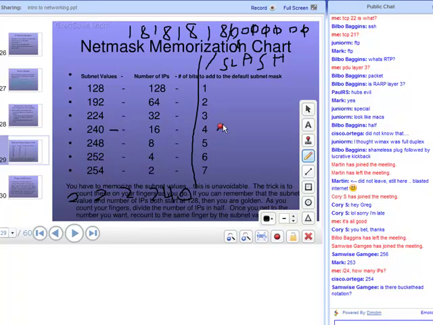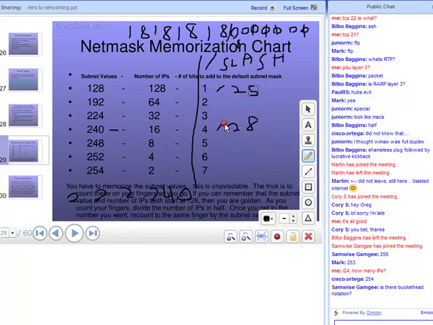So that'll be a slash 28. Slash 28 right there, right? And this one's going to be 255, 255, 255, 128. So that's going to be 8, 16, 24, and then you'll add 1 to it. That'll be a slash 25.